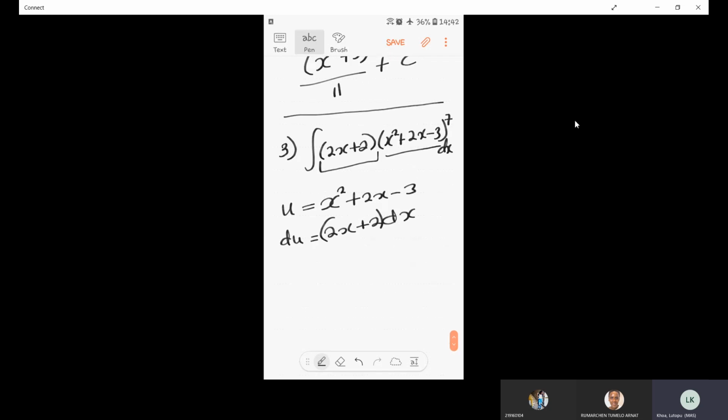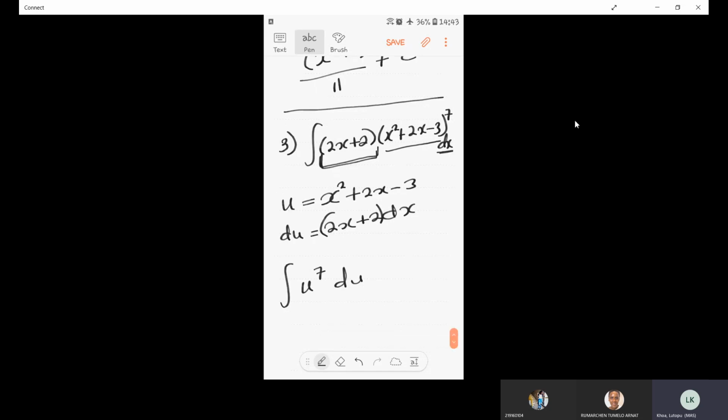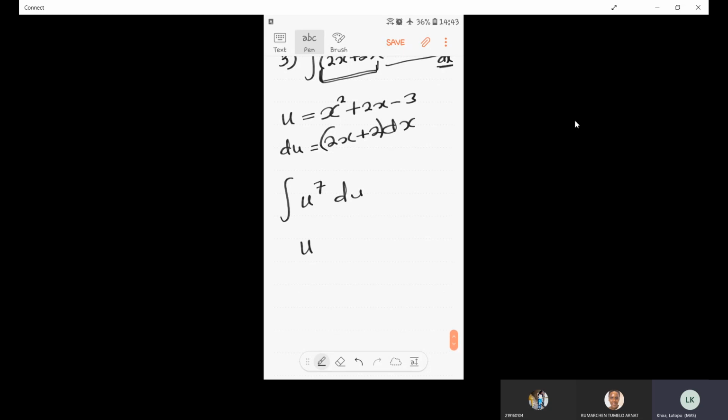So making the substitution, I have the integral of u to the power of 7, and this is du. So this 2x plus 2 and the dx make up du. So integrating this, I have u to the power of 8 over 8 plus c. Then unsubstitute u. This is x squared plus 2x minus 3 to the power of 8 over 8 plus c.